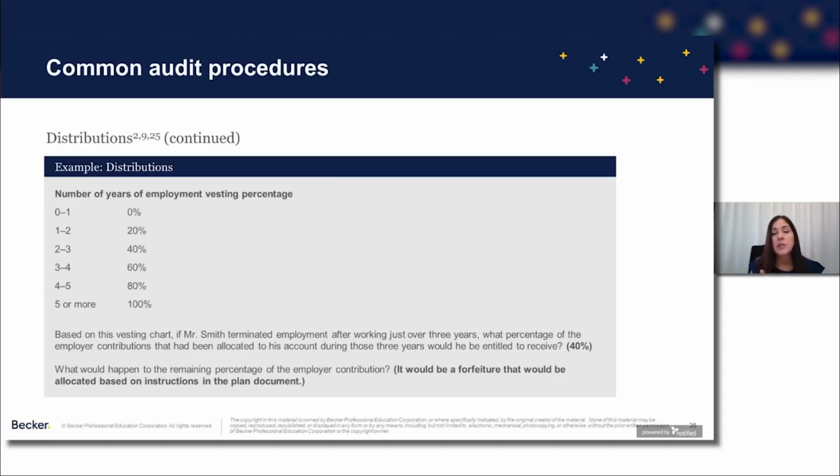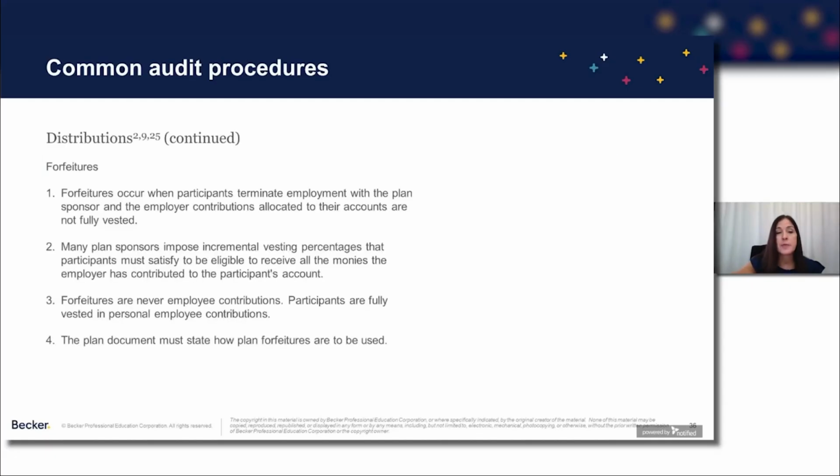And the plan document will specify how those forfeitures are to be used. Can they be used to reduce future employer contributions? Can they be used to pay plan expenses? Or are they reallocated back to remaining participants? Or some combination of the two? So those forfeitures, they do have to be used within a specified period of time in accordance with the Internal Revenue Code regulations. What you don't want to see is a forfeiture account balance sitting there and continuing to grow and grow and grow. It should be used each year according to the plan document.